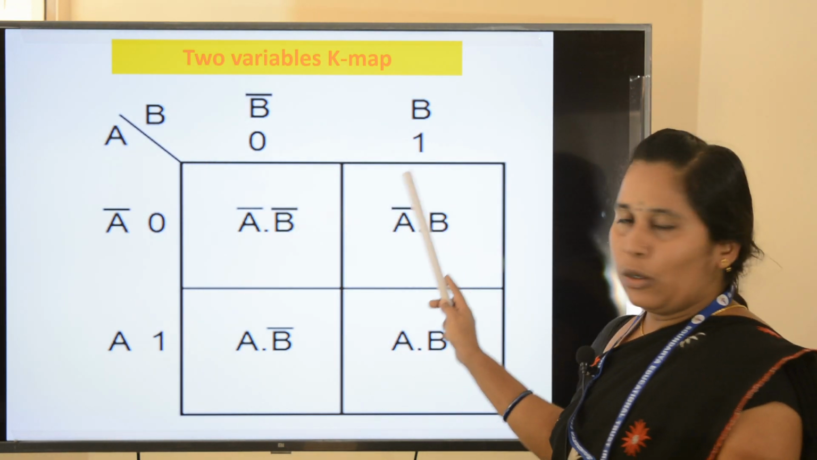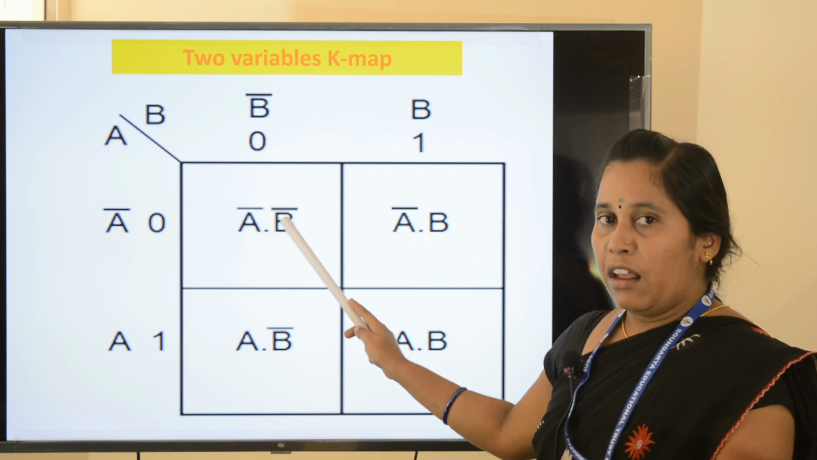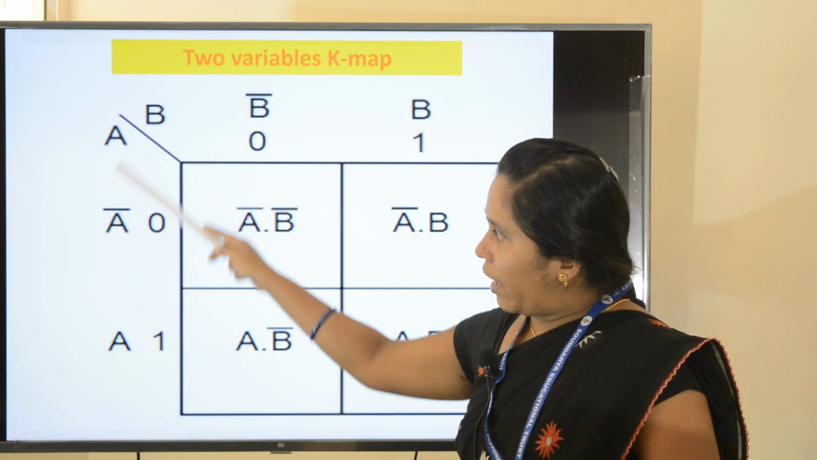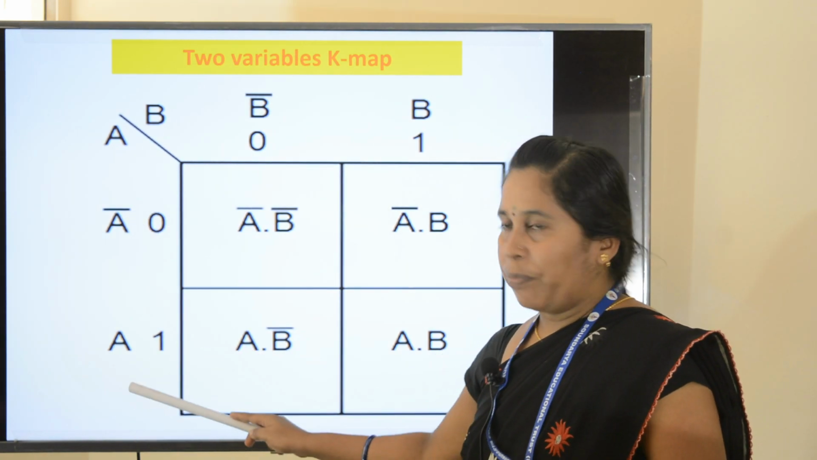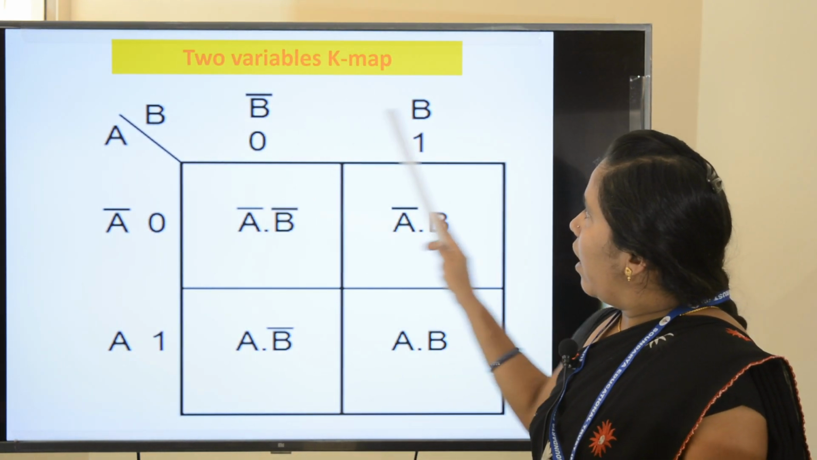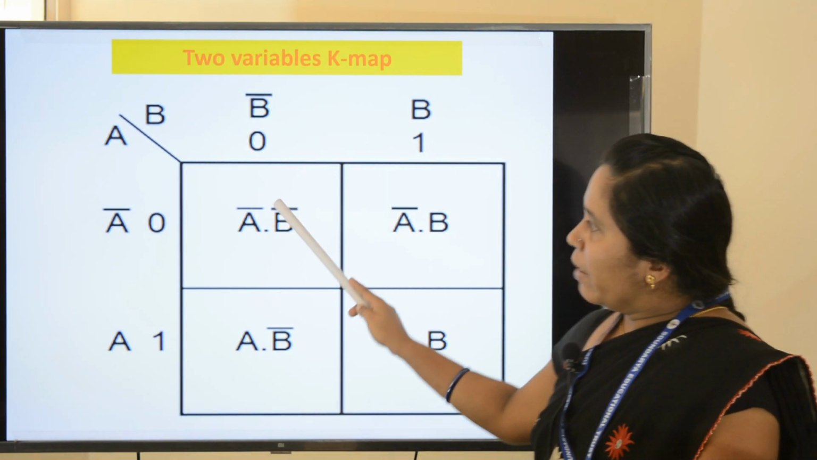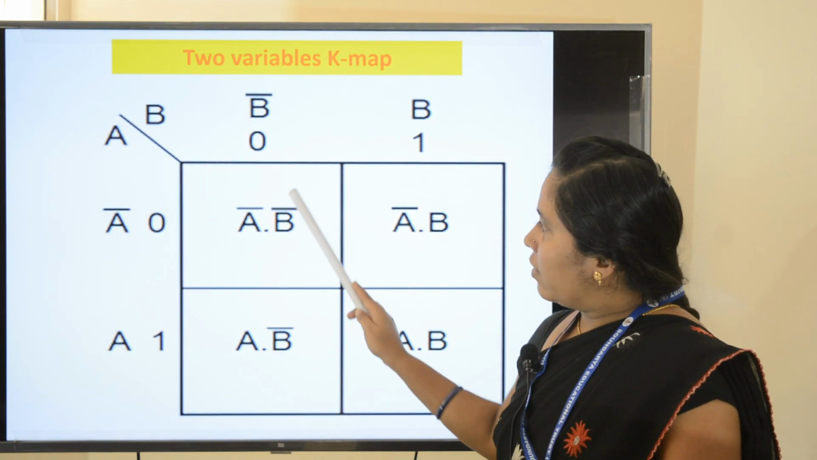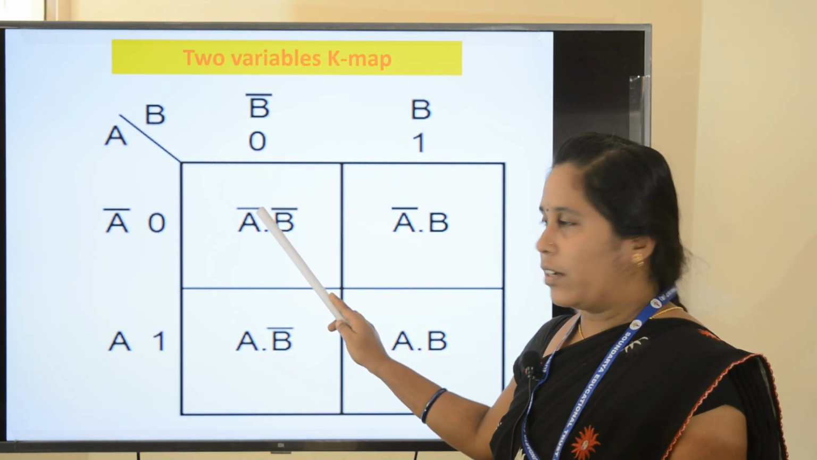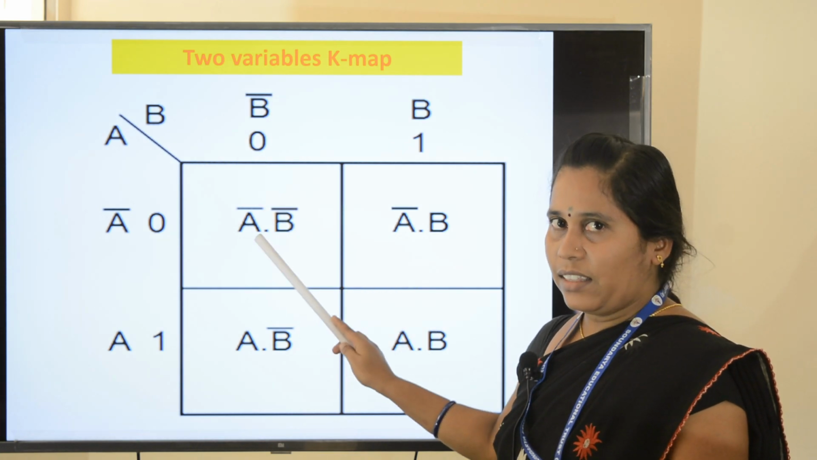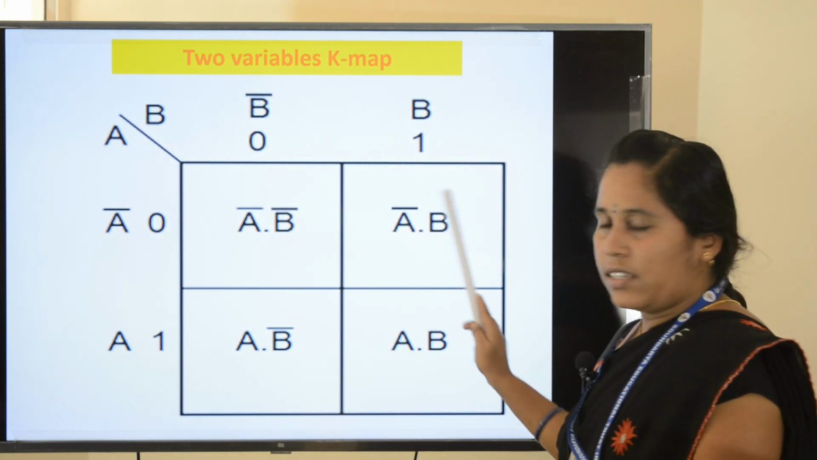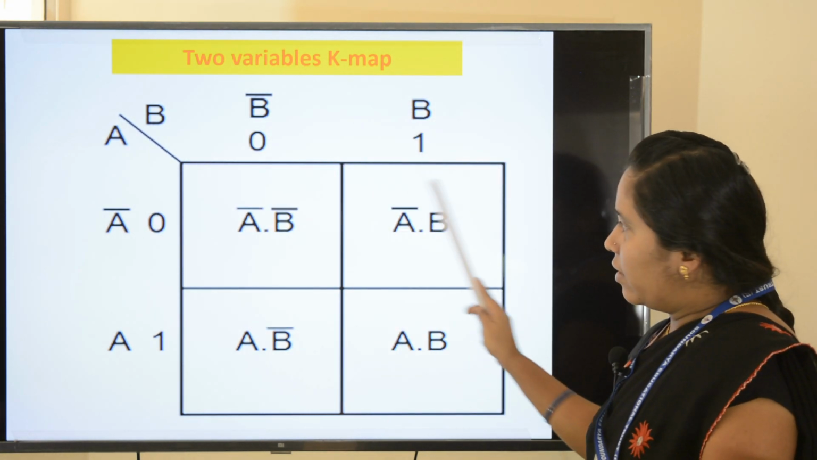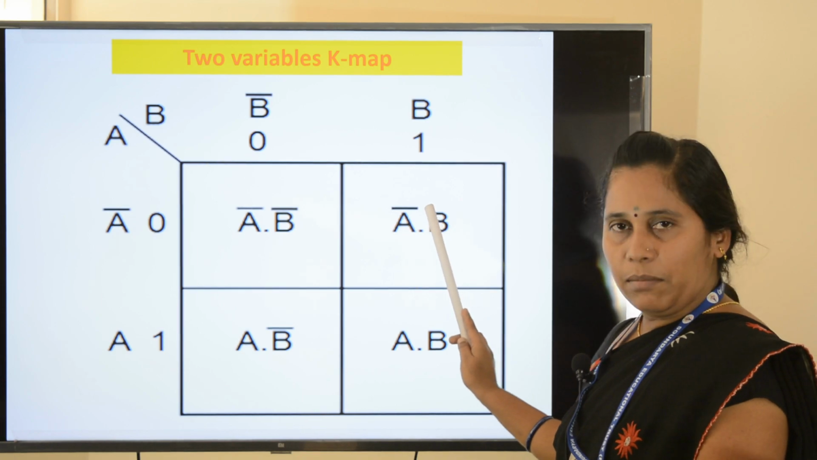In this two variable K-map, each cell is filled by a product term or minterm. The first row is A bar, the second row is A, the first column is B bar, and the second column is B. So take the multiplication of row and column. A bar into B bar is the first cell, the first product term, which is nothing but 0. The second cell is A bar into B, which is nothing but 1.